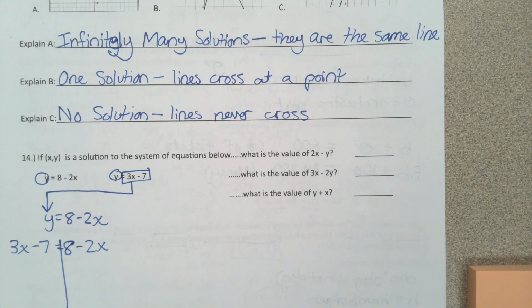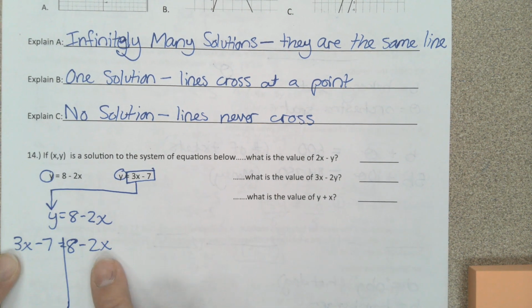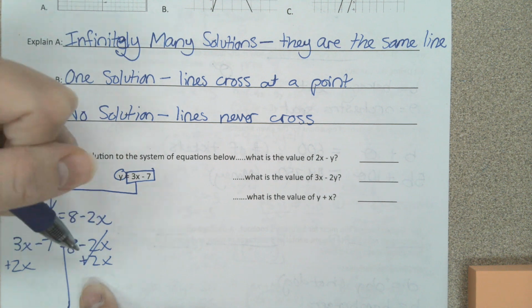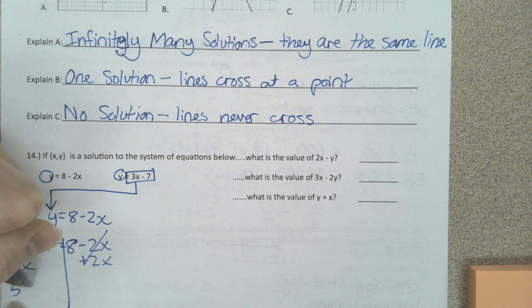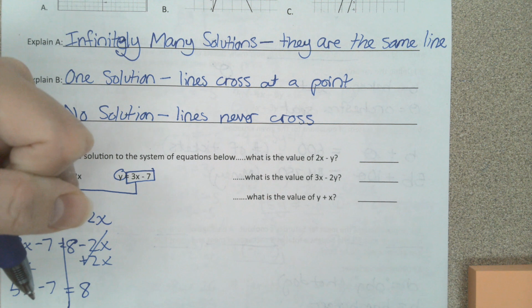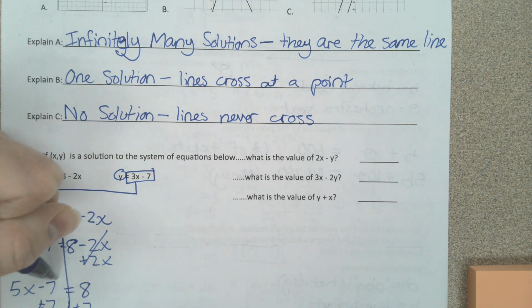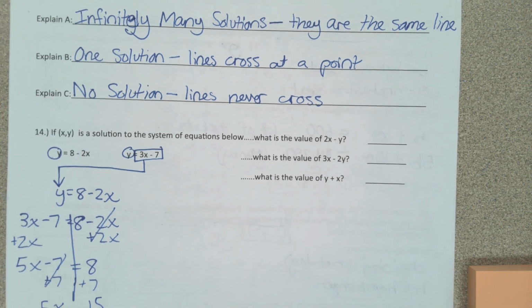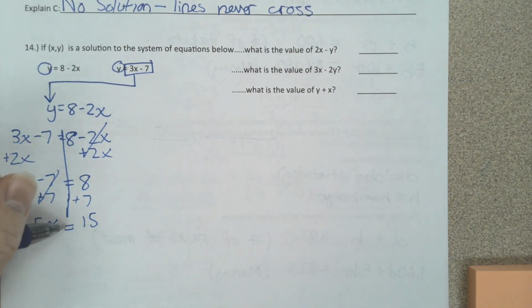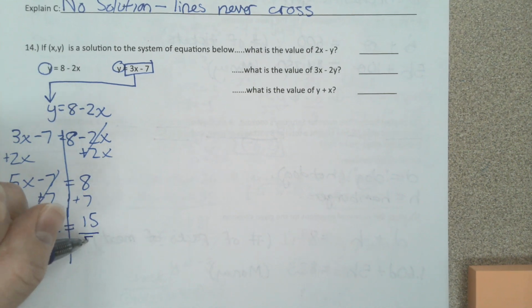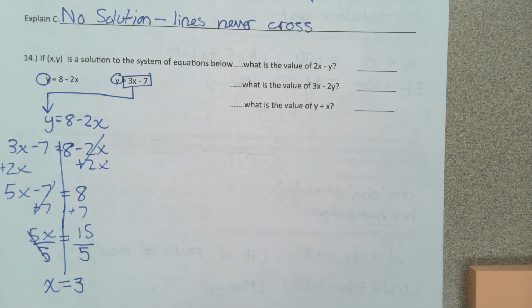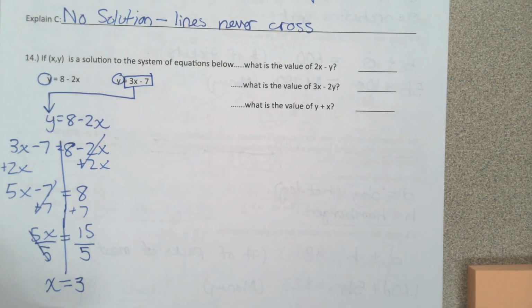Then I solve for x. We've got an x on either side. Move one of them. I usually move the smaller one. Negative 2x, we add it over. 3x and 2x is 5x minus 7 equals 8. Add 7 over. 5x equals 15. Lastly, we just divide by 5. X is 3. And then to get y, pick an equation, plug the x in, get your y.